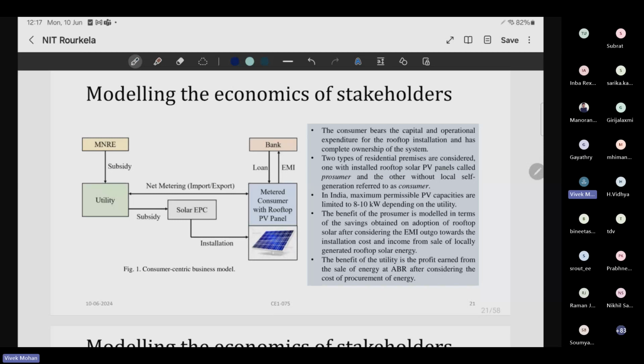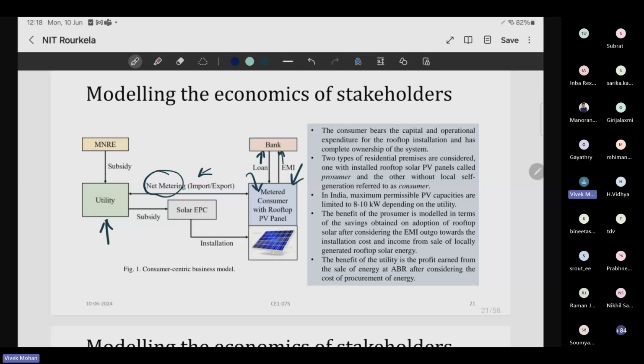Okay. Now the first one, the consumer-centric model, is shown here in the block diagram. What are you seeing here? The utility has nothing to do with the installation of the solar. The installation is done by the end user himself. The end user is installing solar, taking a loan from the bank, and he is paying EMI to the bank after taking the loan. And here the metering is net metering. So the power that he is injecting to the grid and the power he is using from the grid, the net import or net metered energy is what is calculated for his billing. So basically he is saving on his electricity bills.